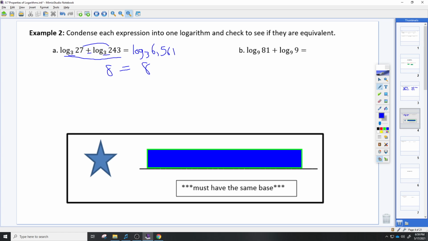We're going to do another one. Log base 9 of 81 plus log base 9 of 9. That would be log base 9. Keep the same base, and we're going to multiply them together. So that would be 81 times 9, which is 729.